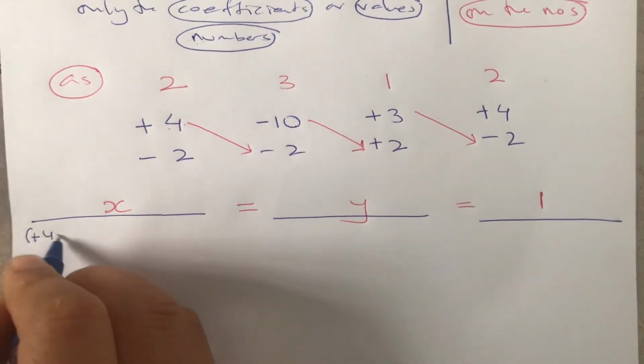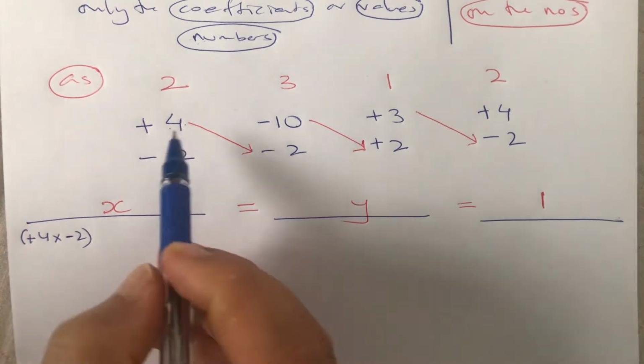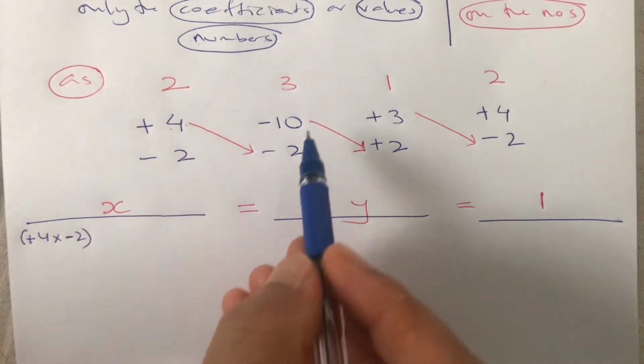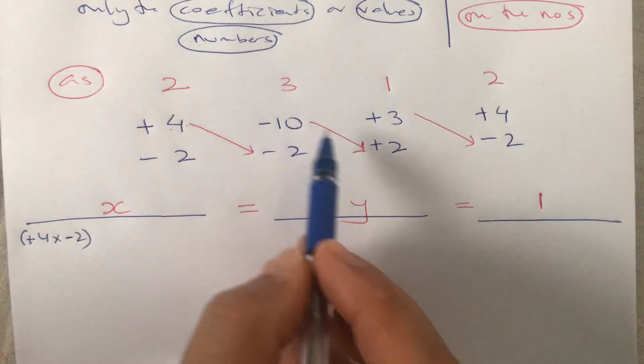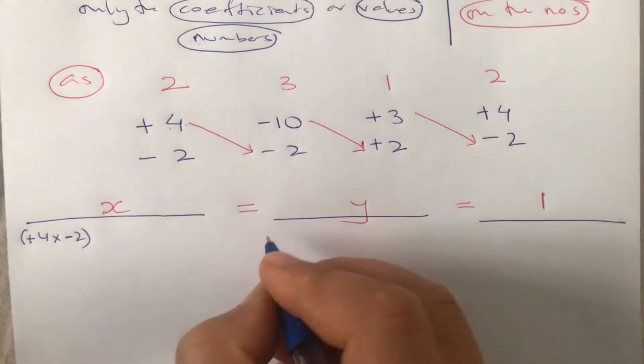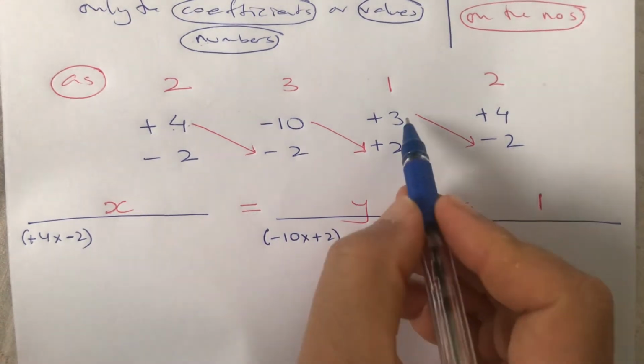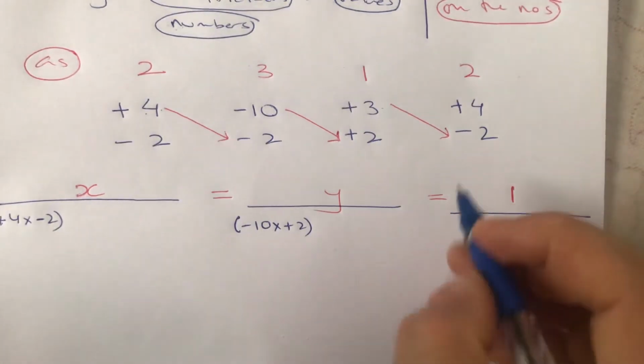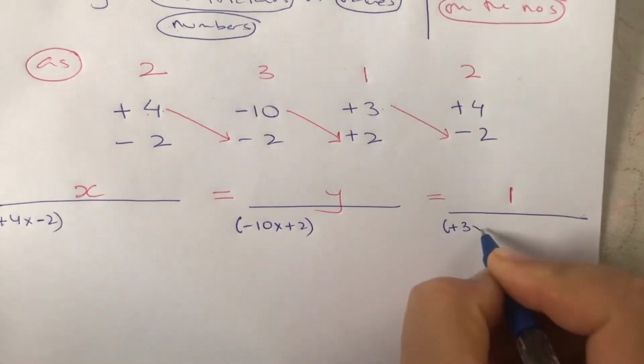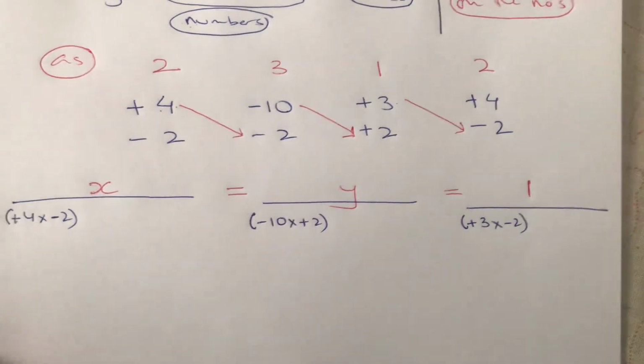So it's a +4 into a -2. So +4 and -2 is getting multiplied. Similarly, which are the two ones? Over here, -10 is pointing towards +2. So we'll write -10 into a +2. And then we have a +3 pointing towards -2. So we'll write +3 into -2. Okay, that's the first thing.